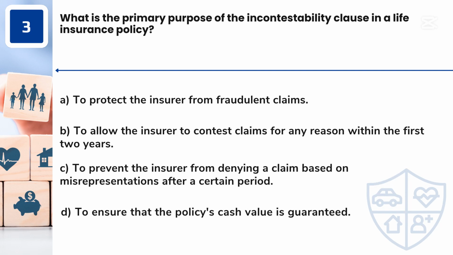Question 3. What is the primary purpose of the incontestability clause in a life insurance policy? A. To protect the insurer from fraudulent claims. B. To allow the insurer to contest claims for any reason within the first 2 years. C. To prevent the insurer from denying a claim based on misrepresentations after a certain period. D. To ensure that the policy's cash value is guaranteed.